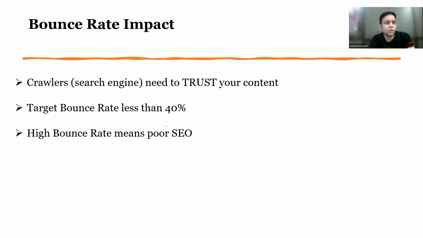In this way the crawler trusts your content, and people should stay there. Similarly, you should target a bounce rate of less than 40%. If the bounce rate is more than 40%, then it is a problem. A bounce rate of more than 60% is, I think, terrible. In my experience, the bounce rate should be less than 40%. A lower bounce rate is good for you, because people will stay, and that is good SEO. If there is a high bounce rate, 40% plus, or maybe very terrible, say higher than 60%, then it means very poor SEO. So you should take care. Bounce rate impacts SEO.